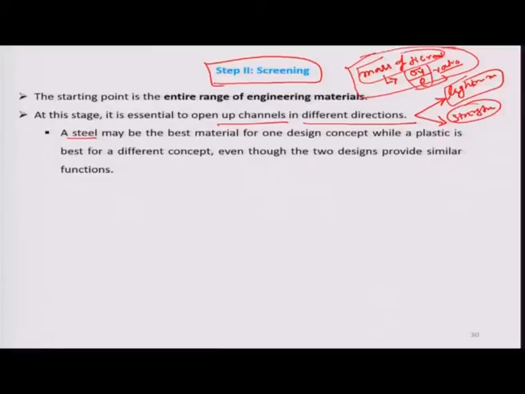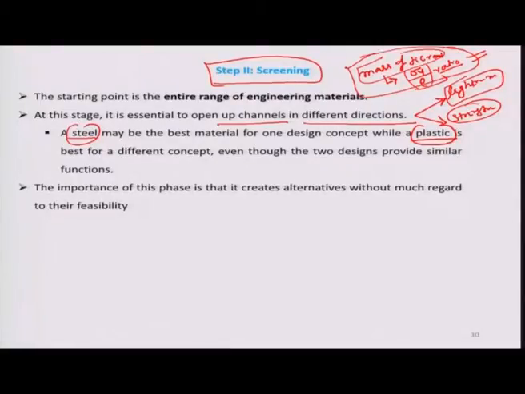Steel and plastic: parts made with either steel or plastic have the same functionality but different properties. So you will have to choose either plastic or steel on the basis of your requirement. Now, the importance of this phase is that it creates alternatives without much regard to their feasibility.